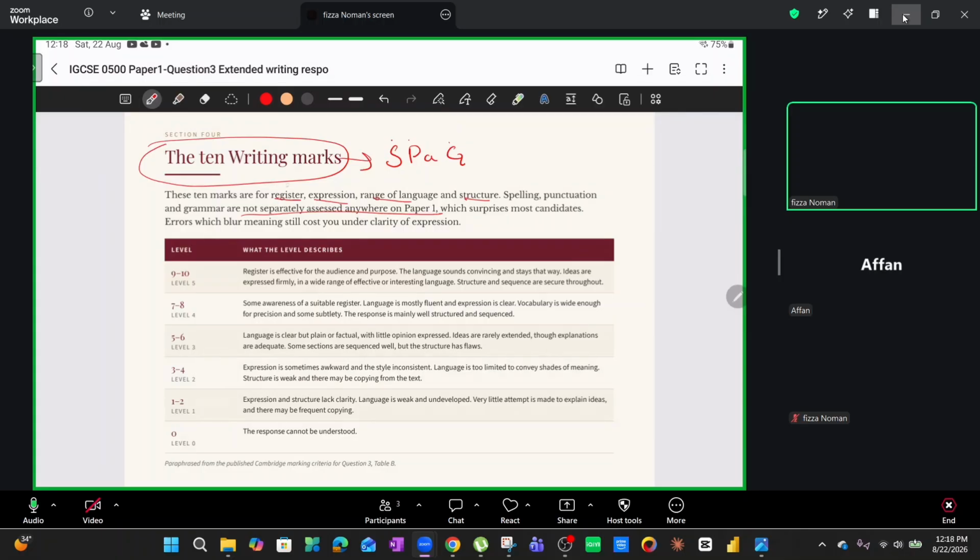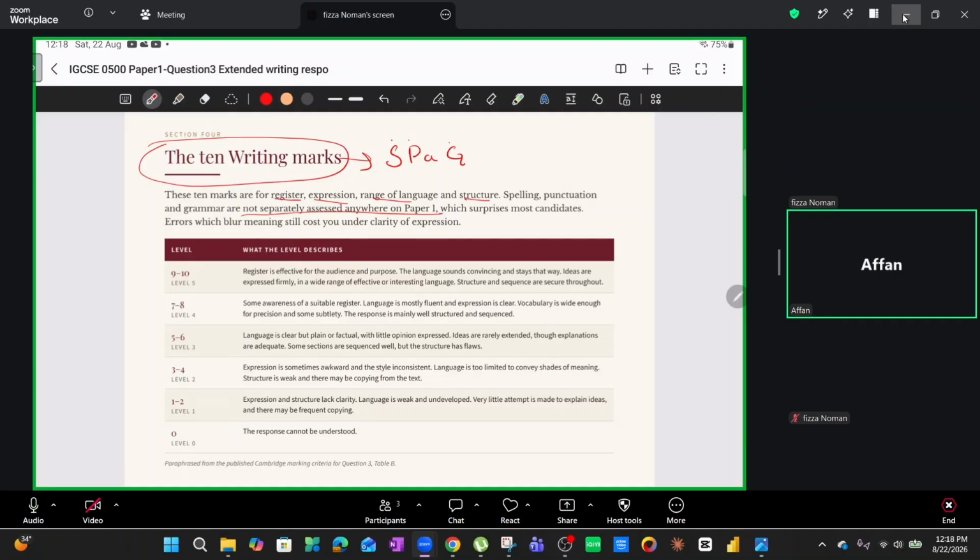In this case, your register comes in, which is basically whether you're writing in a formal manner, an informal manner, semi formal perhaps as well. Range of language, meaning topic related vocabulary. Expression is fine or not according to the role playing. Structure of sentences and the organization of your paragraphing, so on and so forth. All of this comes in together. Does that make sense, better?